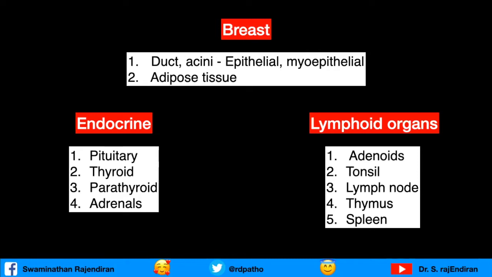In the endocrine glands, we have 4 of them: pituitary, thyroid, parathyroid, adrenals. The lymphoid organs: adenoids, tonsil, lymph node, thymus, and spleen. So these are the 15 major headings and subheadings which we have to know the histology.